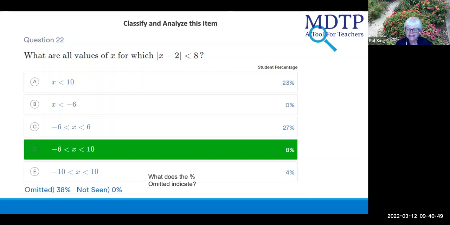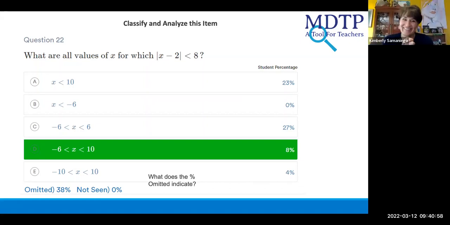Didn't think they had the skills to even attempt it. Unfinished learning. Some might have thought it was too much work. They could have thought something. This is question 22. It's in the middle of the test. All the students saw it. They didn't know how to solve it, so they just made a choice for whatever it is.